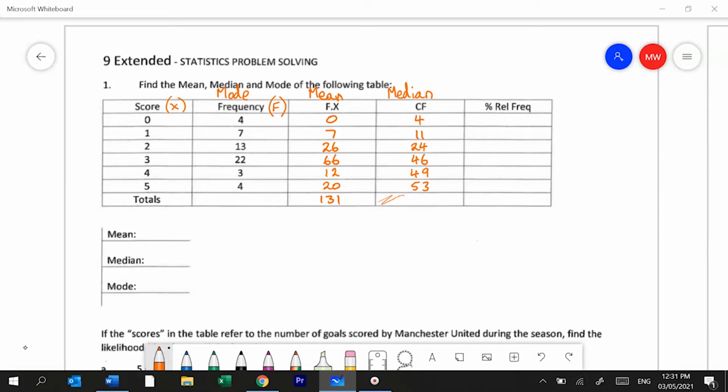Now we don't need a total for this column or the next, and it will be blanked out in the test, but you can use that number 53, because that is also the total of your frequency column, which will become useful for you later.